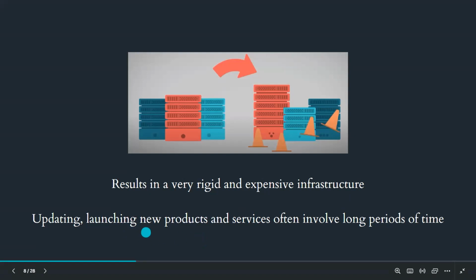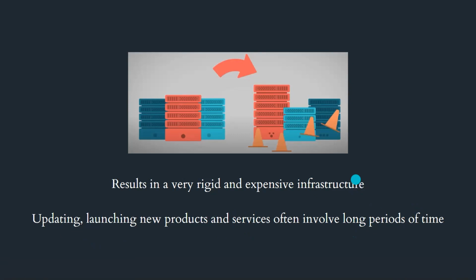So that is what has been proposed, which means that we are going to use software programs to do the network functions, right? If you are using the traditional networks, the problem with them is that we are using specific devices for specific network functions, so updating and launching new products and services often involve long periods of time, right?